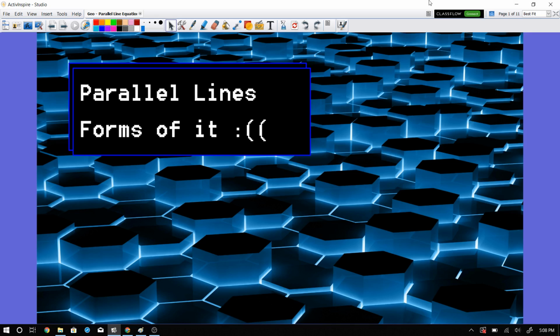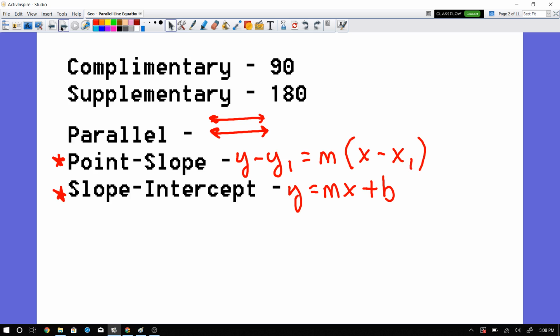All right, parallel lines and using the two forms. We already covered last time complementary, supplementary, 90 and 180. Parallel lines are two lines that are going to be next to each other and never cross. If they do cross, they are not parallel. There are two formulas that are going to be included in your formula chart.